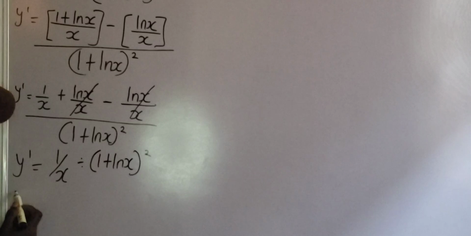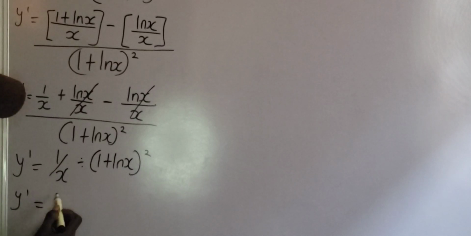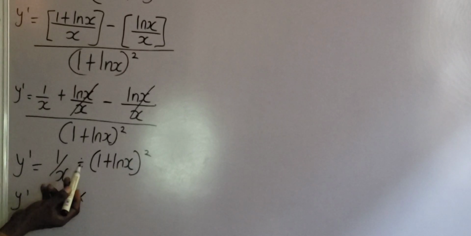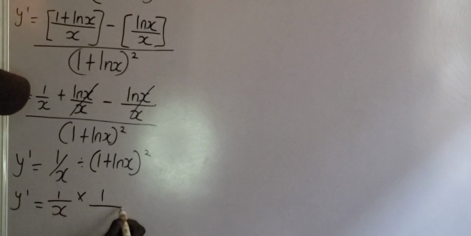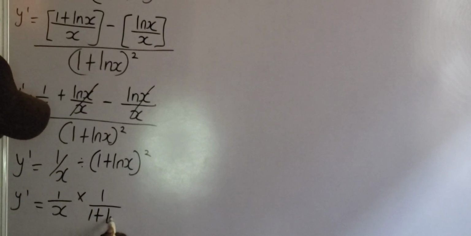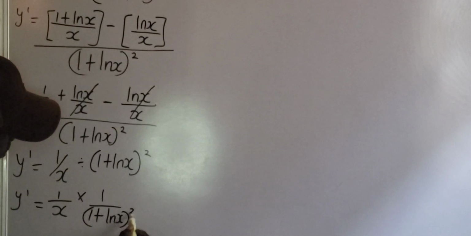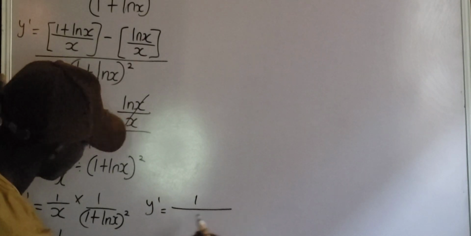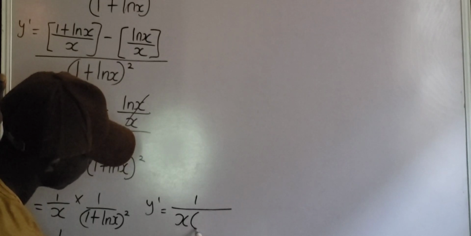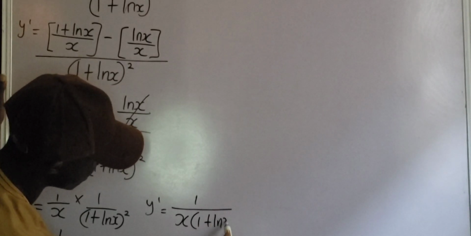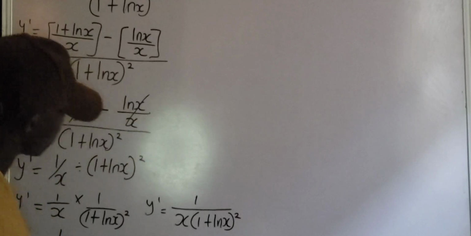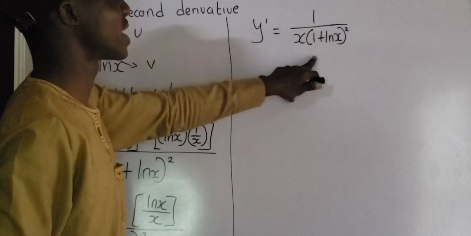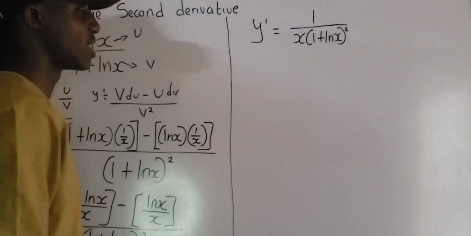Do you understand? So the derivative of y is equal to 1 over x multiplied by, if this changes to a multiplication sign, this will come down. So I'm going to have multiplied by 1 over 1 plus ln x raised to the power of 2. So the derivative of y is equal to 1 all over x into bracket 1 plus ln x raised to the power of 2. So having gotten the first derivative of y as 1 over x into bracket 1 plus ln x squared, let us take the second derivative.